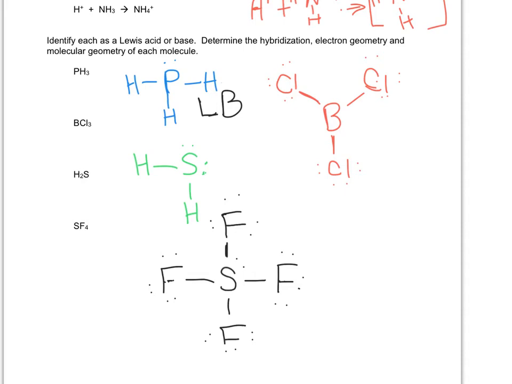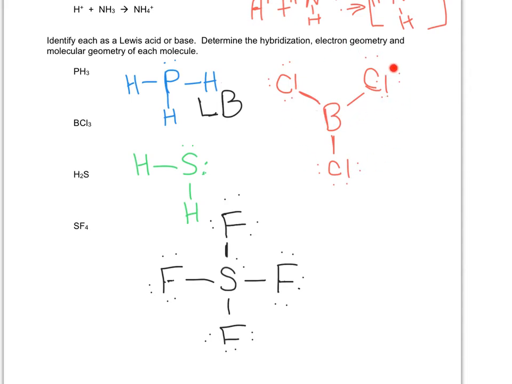Let's review the electron geometry. There are 4 areas of electrons, so that would be tetrahedral for the electron geometry. But it only has 3 bonds, and so that's going to make a trigonal pyramidal shape. And for the hybridization, since there are 4 areas of electrons, it's going to be sp3. Okay, let's move on to the next one.